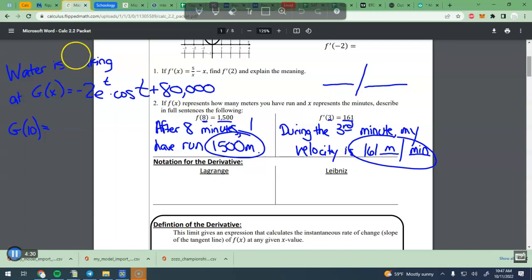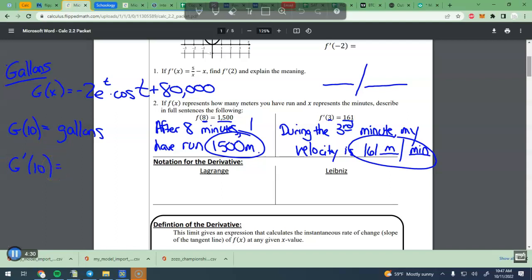Hold on, I should write this better. Water's draining from a tank still, but this is the number of gallons. So that's how many gallons are in the tank. So G of 10 equals, basically it's gallons. Well, we good?